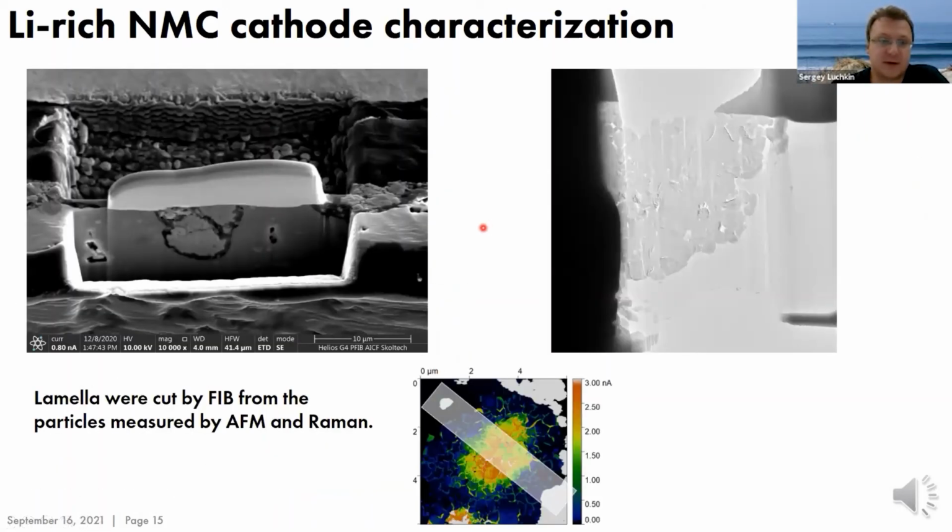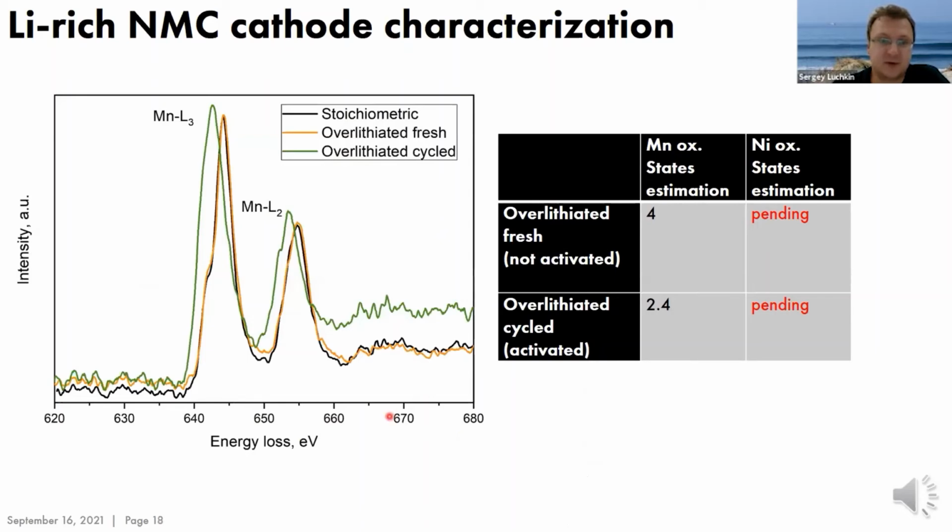We also cut a lamella using focused ion beam from the same particles that we measured by AFM and Raman, and performed electron microscopy. But since we are short on time, I will show you only results relevant to what we studied. And this is the refinement of oxidation states of individual transition metals. So we refined oxidation states of manganese before and after activation. In the fresh state before activation it was 4+, and after activation it became 2.4+. And now we are refining oxidation states of nickel.